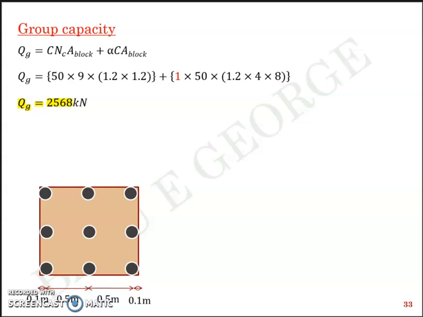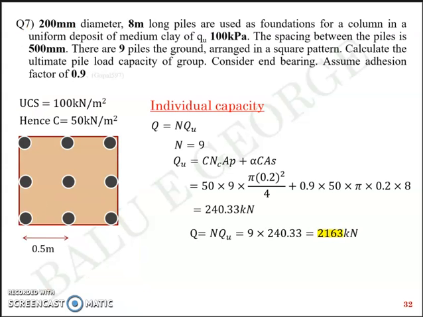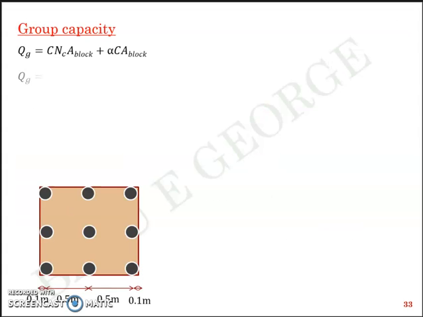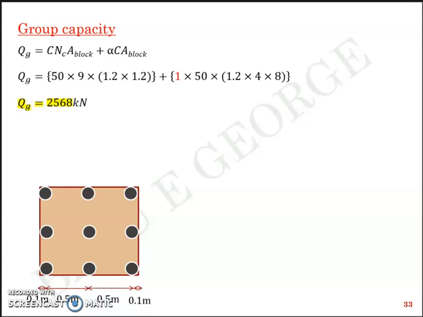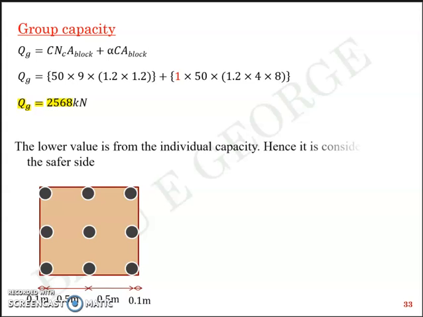So in the previous slide we got one value as 2163, and in this case you get 2568. So from an engineer's perspective, it's always good to have the lower value, which is from the individual capacity, to be considered on the safer side. So finally, the answer to this particular question is the lower value, which is 2163 kilonewtons. Again, try to work out these problems on your own and just try to see if you're getting an answer similar to the one that is shown in the slide.